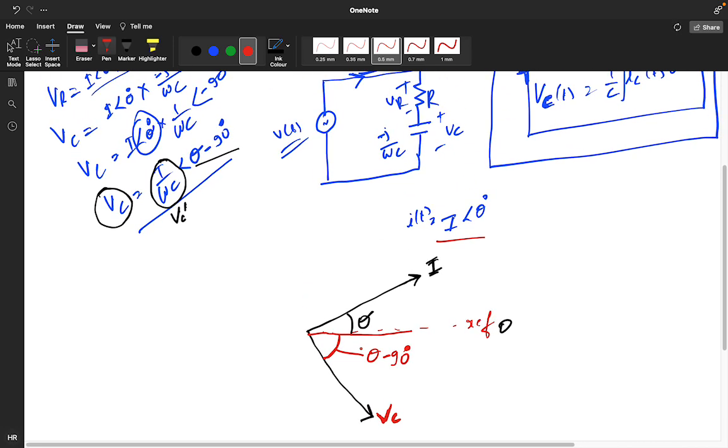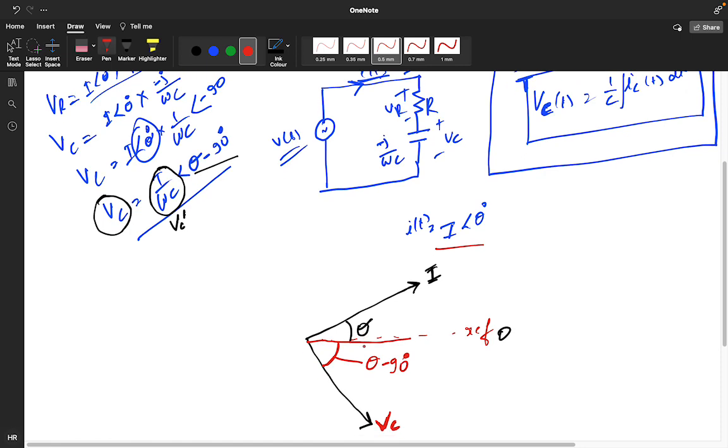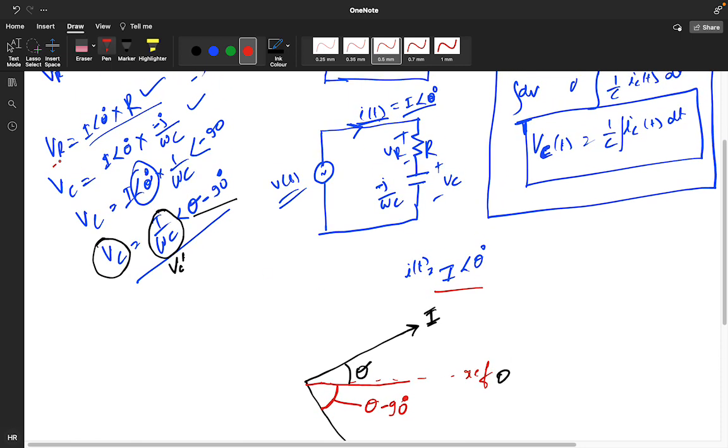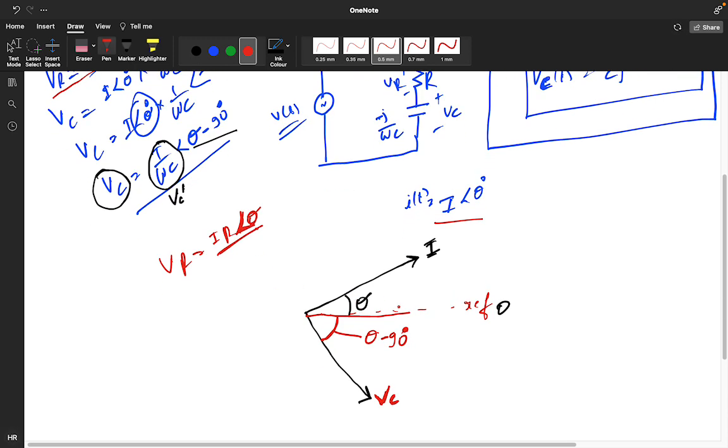What about VR? Your VR is I R at an angle theta degree only. With respect to the reference, it is the theta part. So it will follow the theta angle. So it's going like this. So your VR will be like this. Okay. Have you got this one? How we are getting this? Or any doubt? Anyone having any doubt?